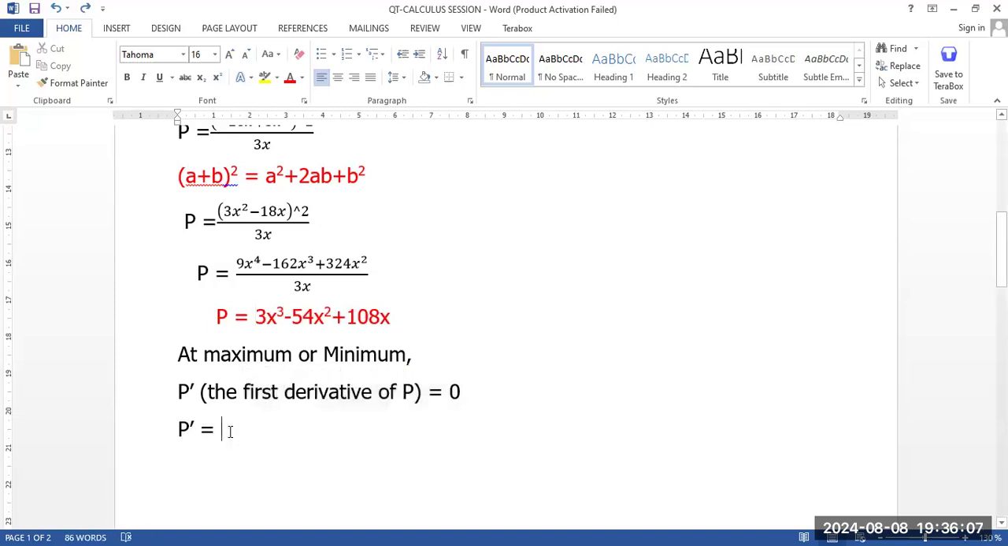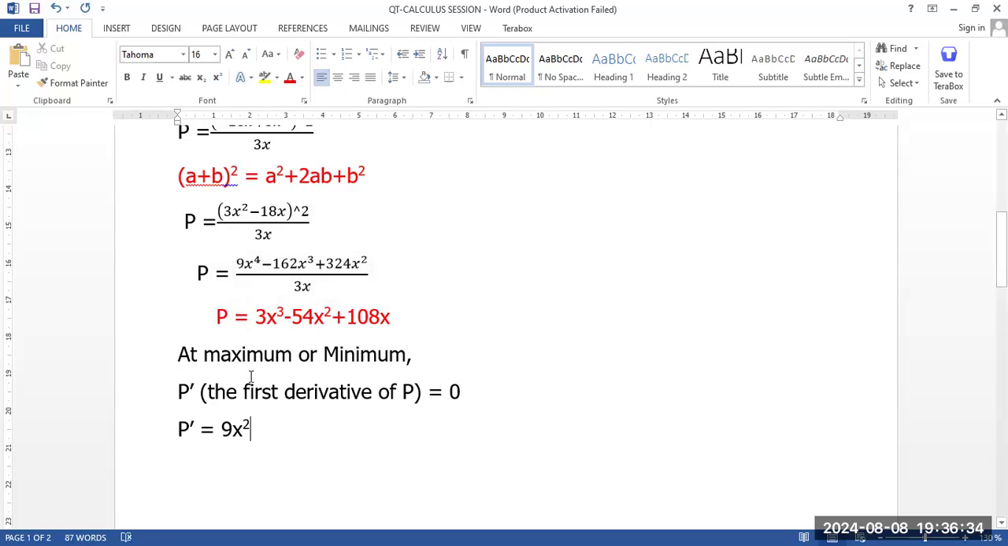3 times 3, you get 9. Then you reduce your original power by 1. So you will be left with x power what? X power 2. We are differentiating.